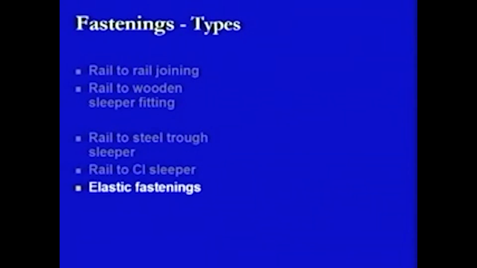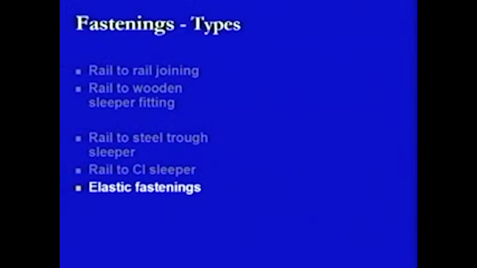Then there are elastic fastenings. So, in the case of fastenings we have conventional fastenings and elastic fastenings. So, there will be two categories in which we will be discussing these. Basically, all the fastenings which we will be discussing prior to elastic fastenings will fall in the category of conventional fastenings, and they will be related to rail joinings or rail to wooden sleeper joinings or rail to steel trough sleeper joinings or rail to CI sleeper joinings.